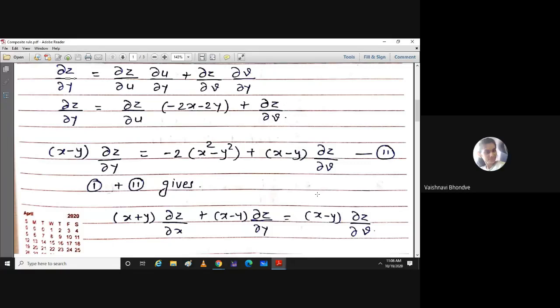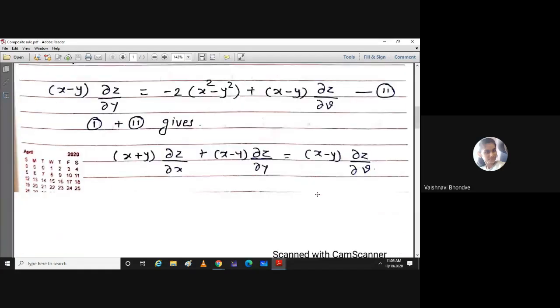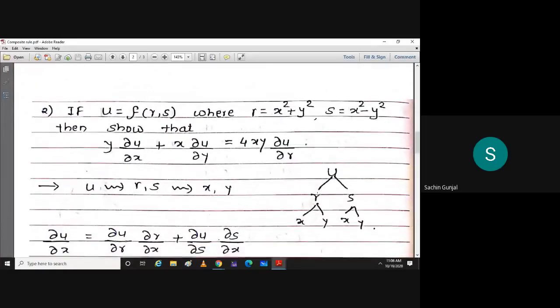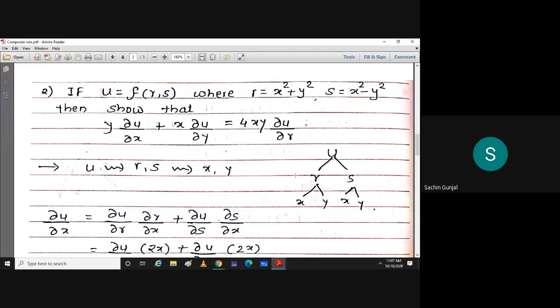Next problem. Okay. So again on similar lines, u is a function of r and s, and r and s are functions of x and y. Then you have to show that y ∂u/∂x plus x ∂u/∂y is equal to 4xy ∂u/∂r. So u is a function of r, s, and r and s are functions of x, y.